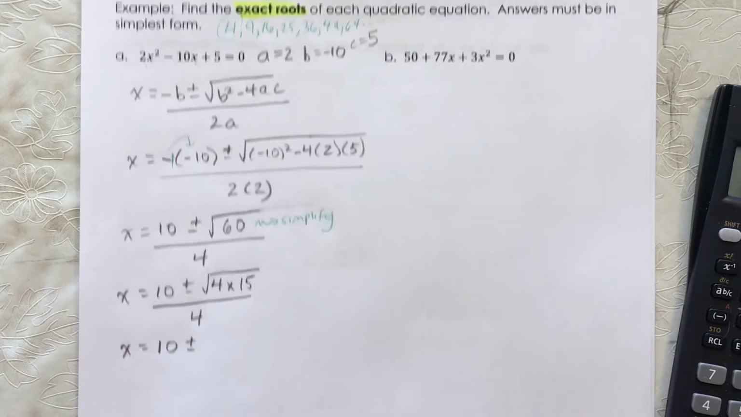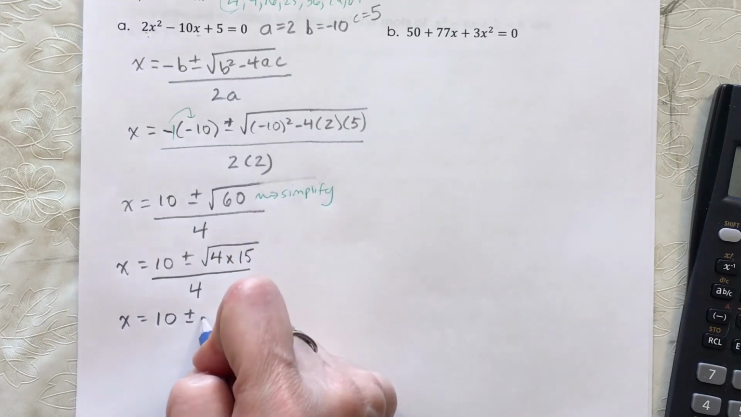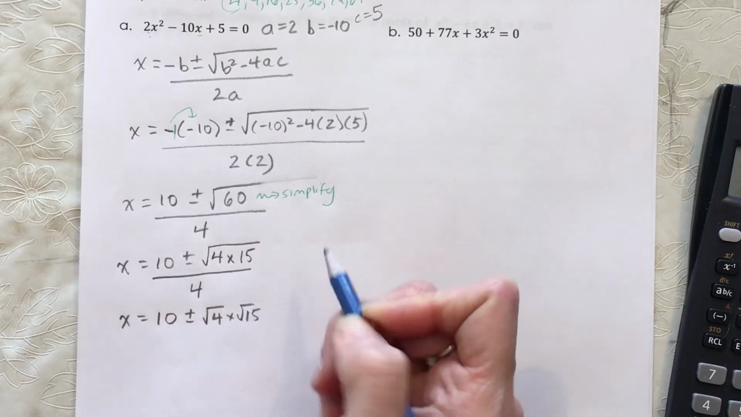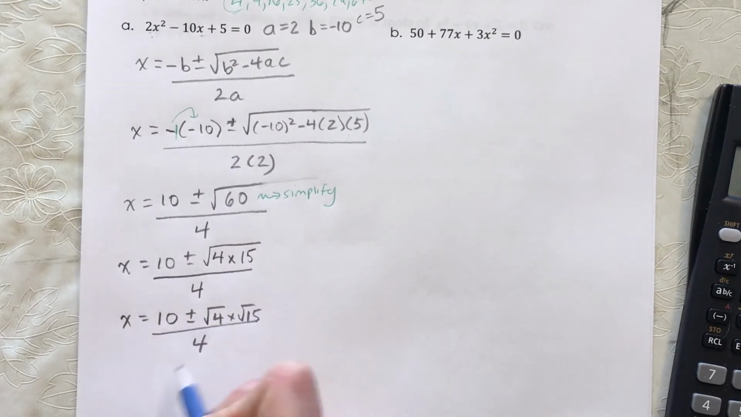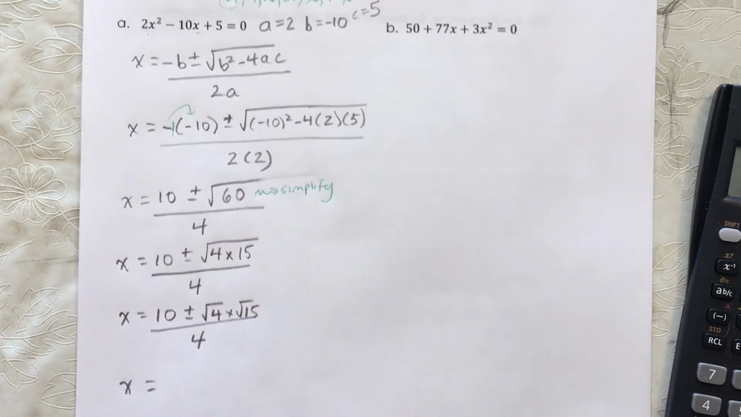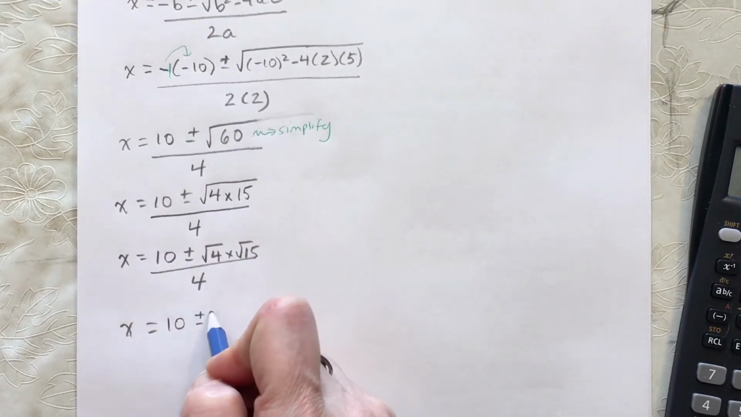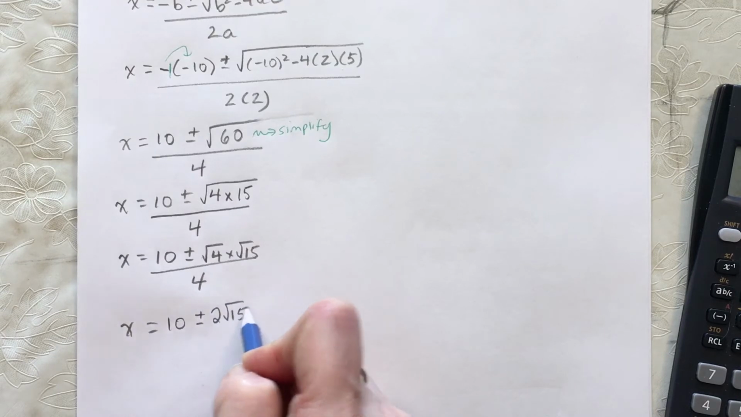You don't need to show this next step, but some of you might want to, so you can do root of 4 times root of 15 here. But you should be able to get it down this far. So square root of 4 is 2, root 15 over 4.